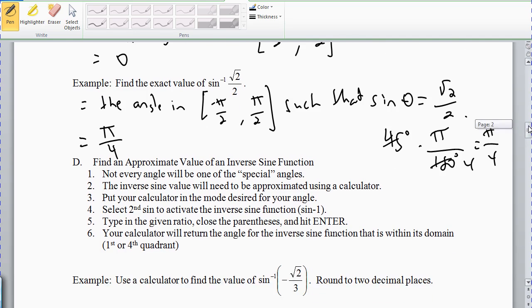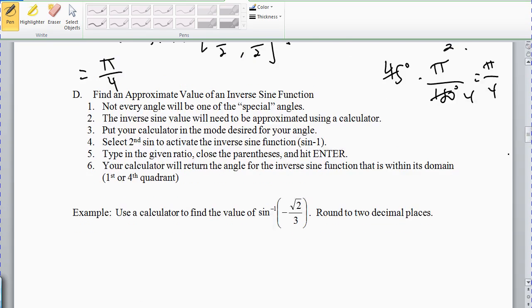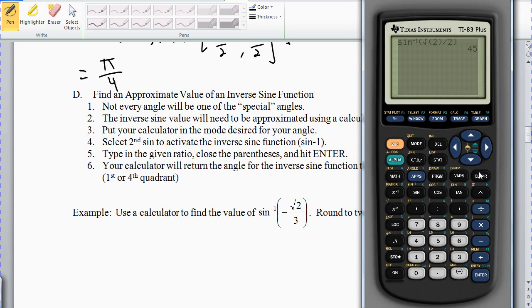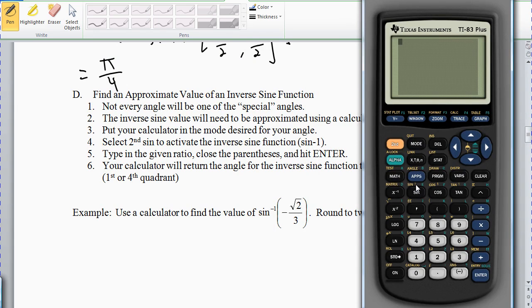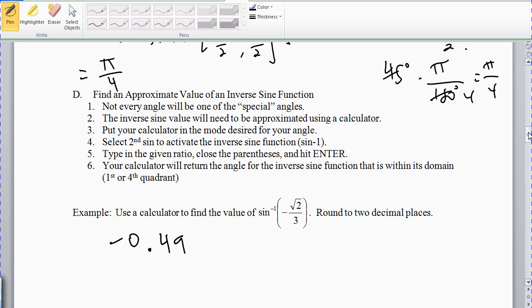Now, let's do this example. This is not a special ratio. This is an ugly one. So what I'm going to do is put it back in radian mode. And the problem states round to 2 decimal places. And that's what I'm going to do. I'm going to keep my answer in terms of radians. So I just hit second sine for the inverse, negative, second, square root of 2, divided by 3, close it, enter. And our answer is negative 0.49, rounded to 2 decimal places. And that's the answer in radians. That's not so bad.